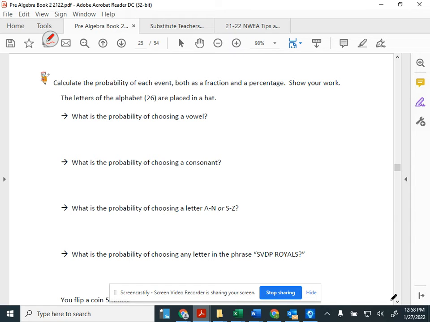So the letters of the alphabet, 26 of them, either capital or lowercase, not both, are placed in a hat. What would be our possible outcomes? How many possible outcomes would there be if there's 26 letters put in a hat, Molly?